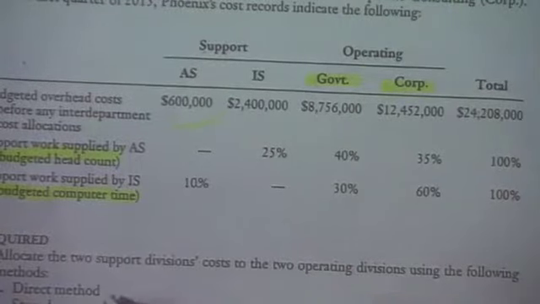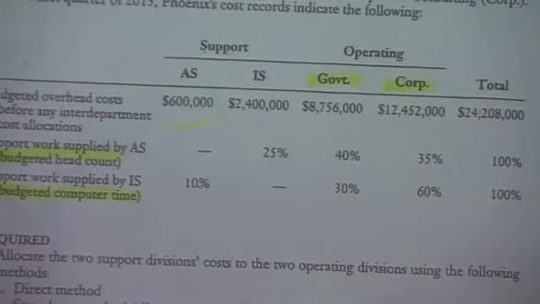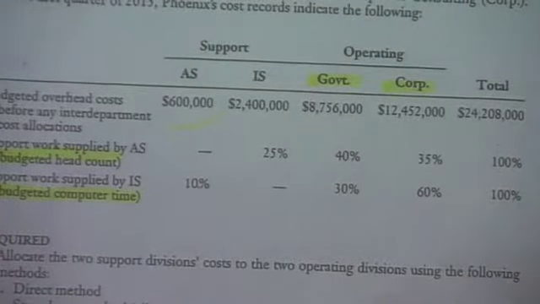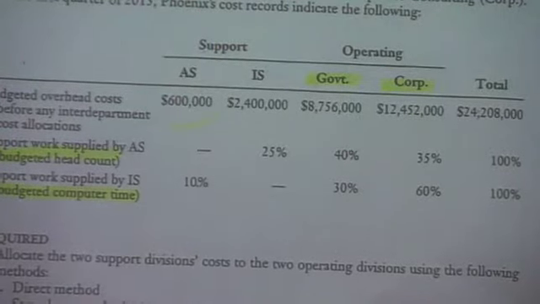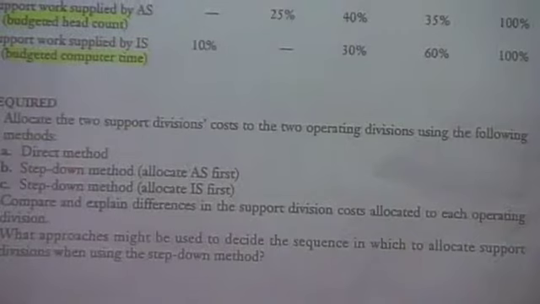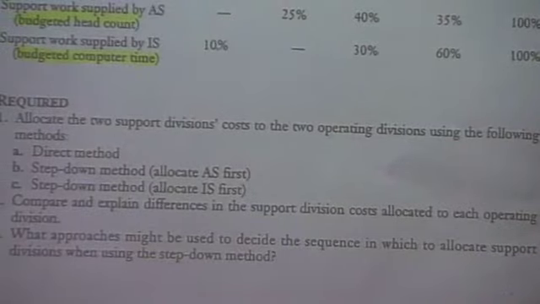So direct, and now we've got two different step-downs. We're going to assume that the administrative services is allocated first, and in part C, we're going to take a look at the same step-down analysis, except this time we're going to use info services as the first-based allocation. Then part 2 says, let's compare the results and explain the difference in the support division costs allocated to each operating division.